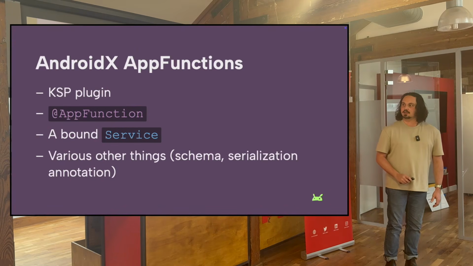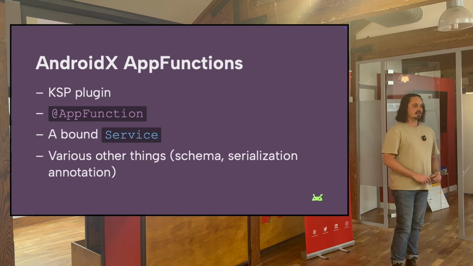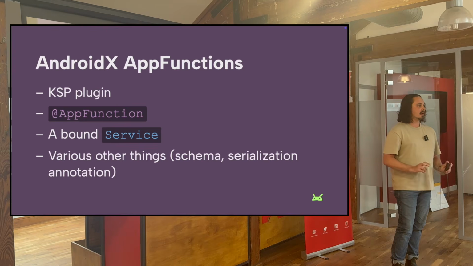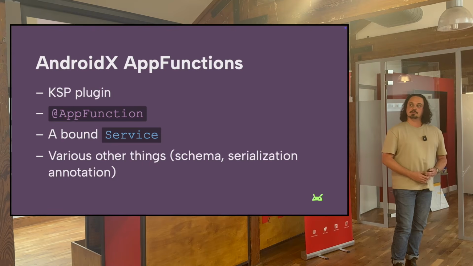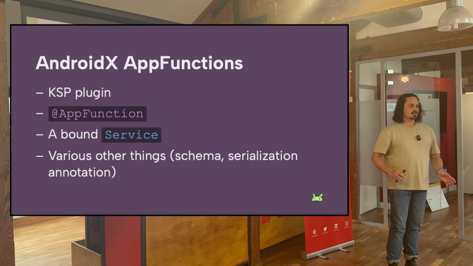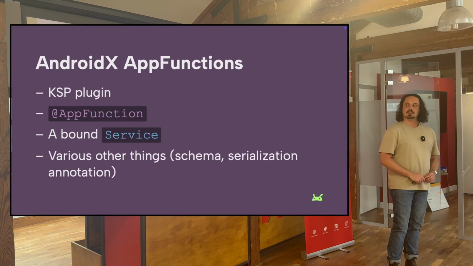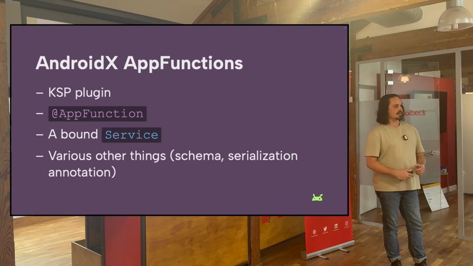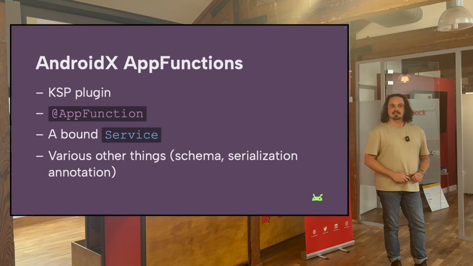A quick little overview of what we're going to look at here. So we sort of mentioned that there's a compiler artifact, so that does our code gen. That's one of the components we care about. There's this app function annotation that exists, and that sort of points that compiler thing in the right direction. There's a bound service. Don't worry too much about what that means, but it's effectively the thing under the hood that does the function stuff. And then there's various other bits and pieces that we don't need to worry about just yet.